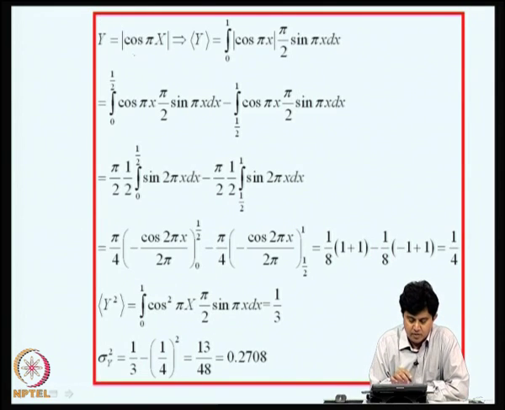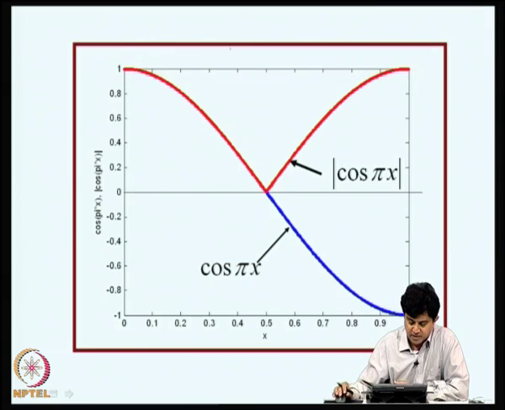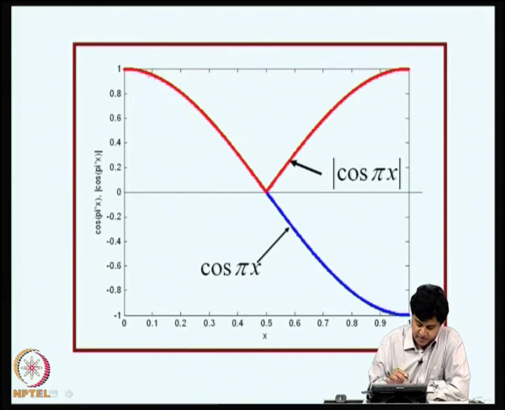Now, how about modulus of cos pi x? So, y is modulus of cos pi x. So, the expected value of y is the integral from 0 to 1 of modulus cos pi x, pi by 2 sin pi x dx. Now, we can split this integral. If you go back to this function, we see between 0 to 0.5 cos pi x is positive, and from 0.5 to 1 the function is negative.